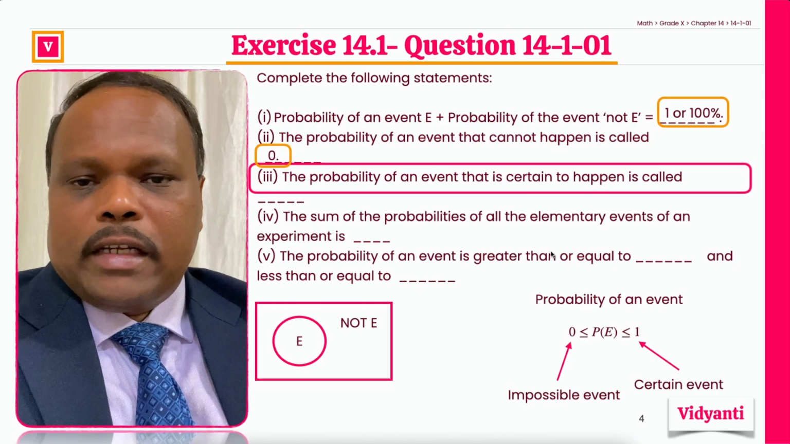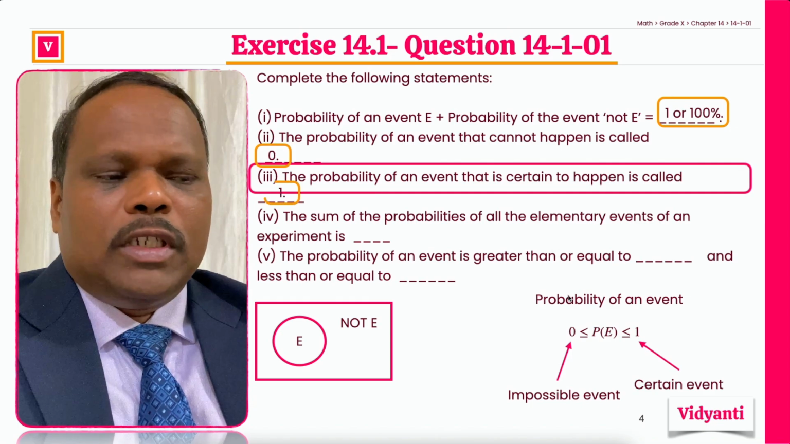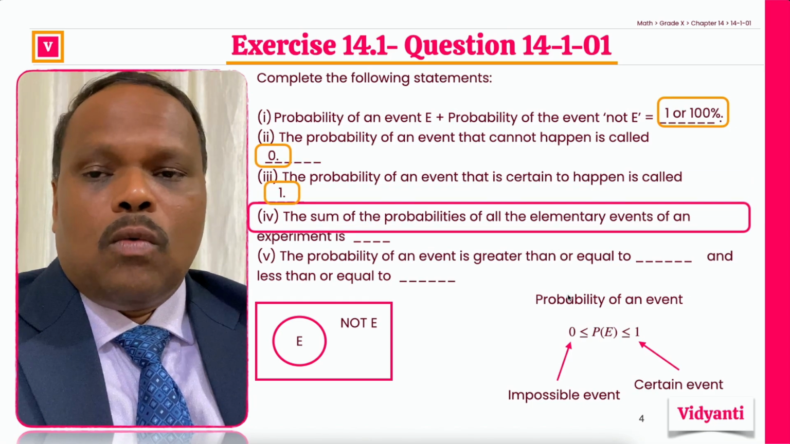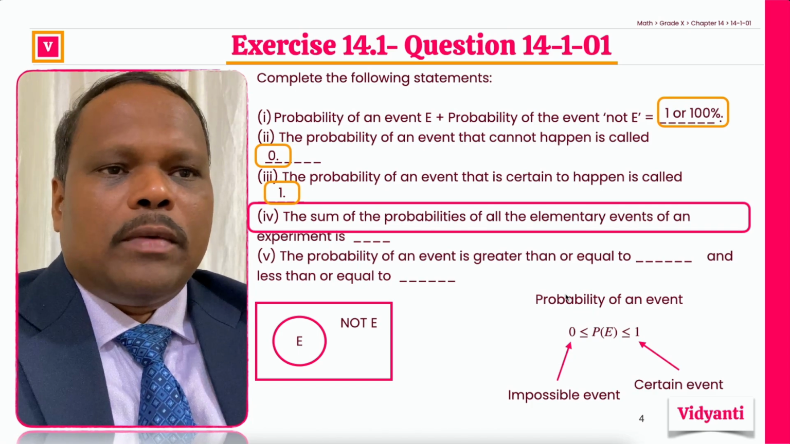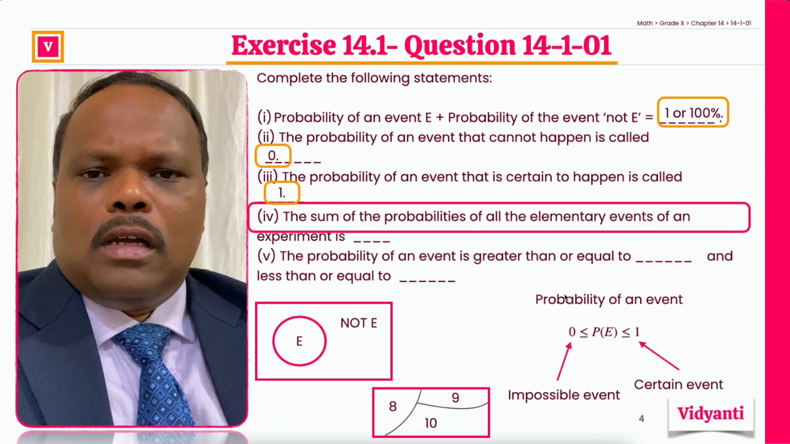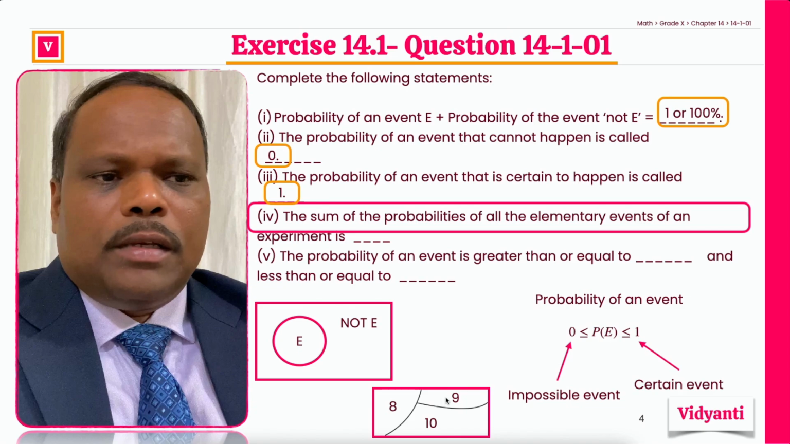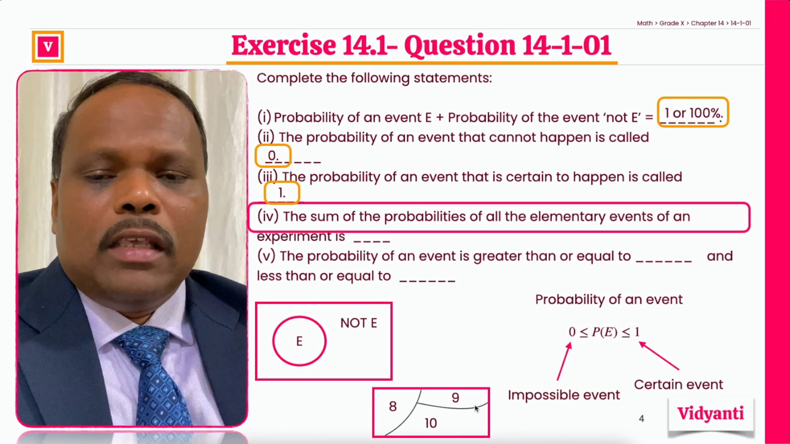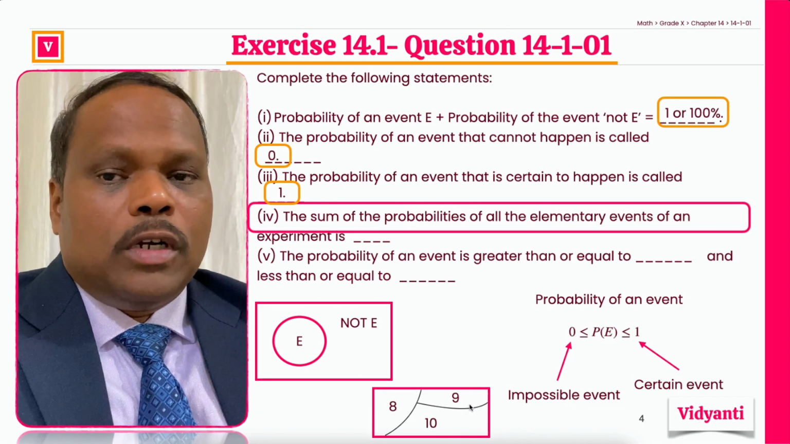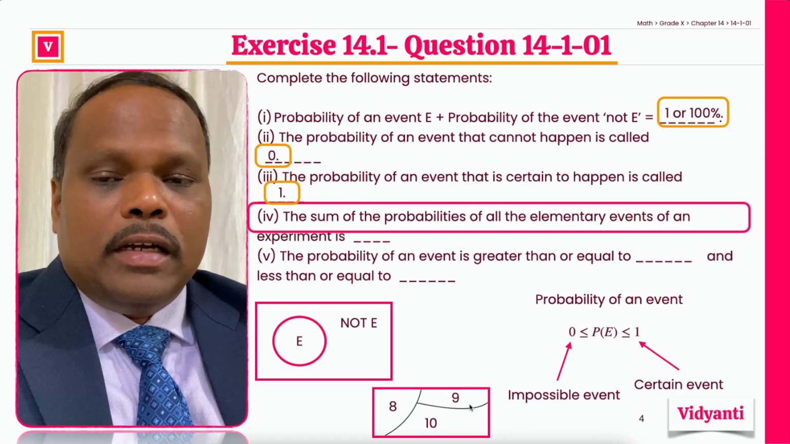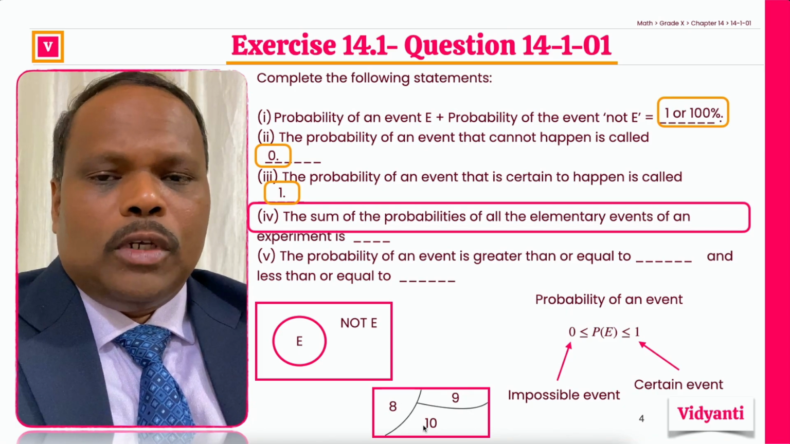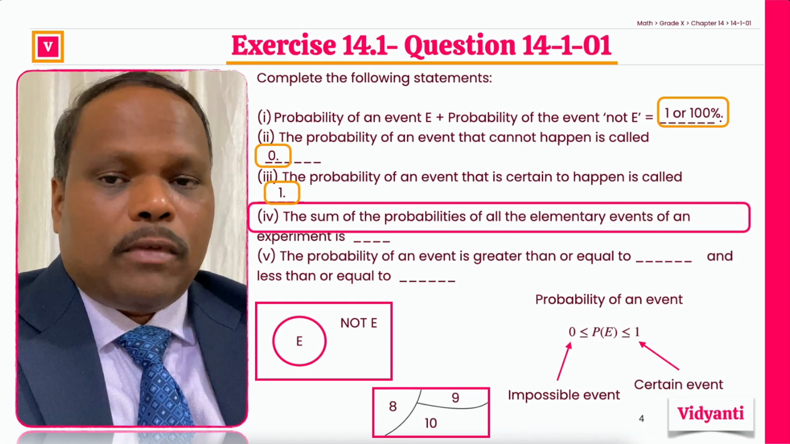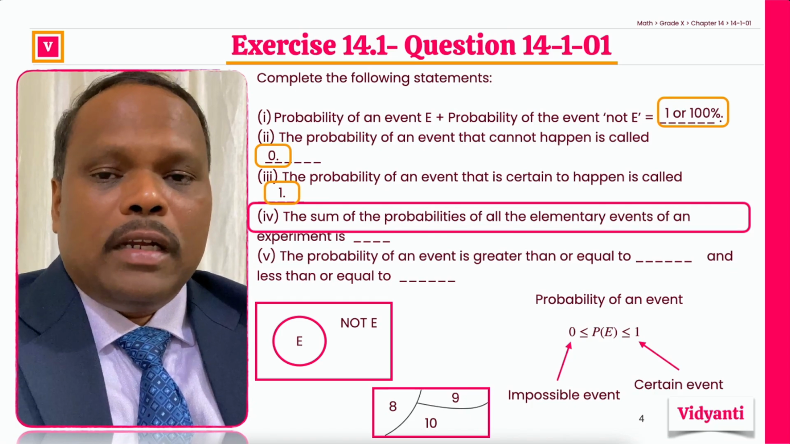Probability of an event that is certain to happen, we just covered that, is called 1, that's the sure event. The sum of probabilities of all elementary events of an experiment. Now here, let's take the example of Vidyanti. We have students from 8th grade, 9th grade and 10th grade, and collectively that's all we do. We don't teach beyond 10th grade for the time being.